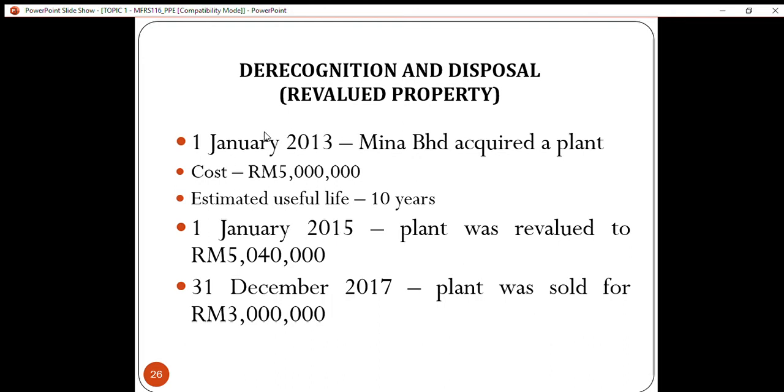On 1st January 2013, Mina Berhad acquired a plant. The cost of the plant was RM 5 million. The estimated useful life is 10 years. On 1st January 2015, the plant was revalued to 5,040,000. And on 31st December 2017, the plant was sold for RM 3 million.